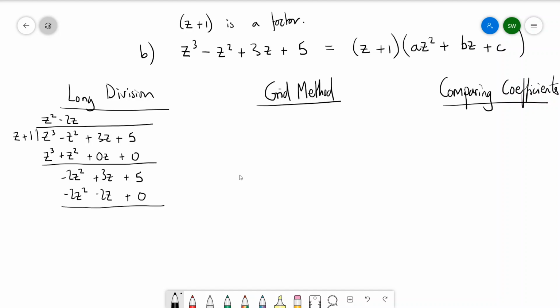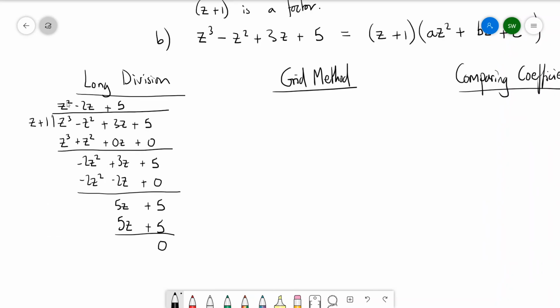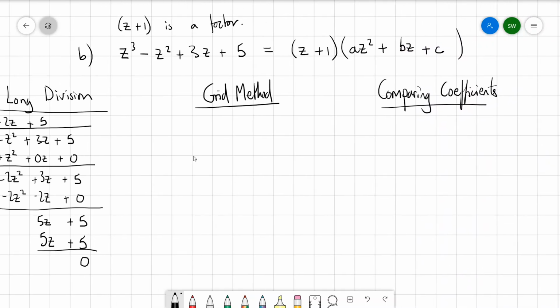Top line take away bottom line, these ones cancel. 3z minus 2z is 5z. 5 take away 0 is 5. And then repeat the process. What do you have to times z by to get 5z plus 5? Times 5 by everything on the outside. 5 times z is 5z. 5 times 1 is plus 5. And then do the top line take away the bottom line, and we get 0. So that shows that our remainder is 0, which is good because we know that z plus 1 is a factor, so it factorises in perfectly. So that tells us that the quadratic is z squared minus 2z plus 5.